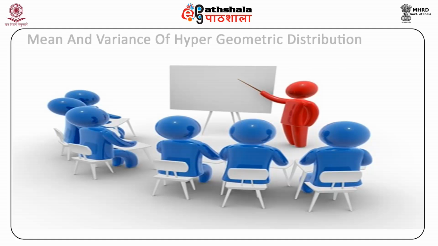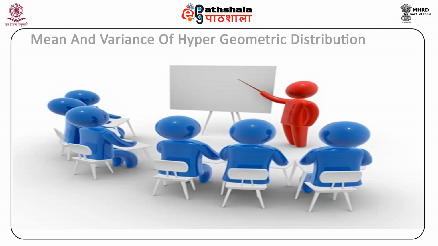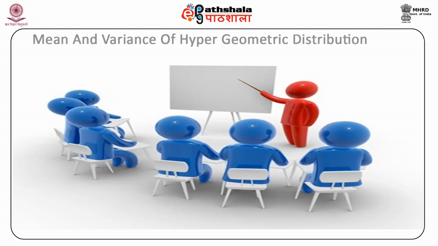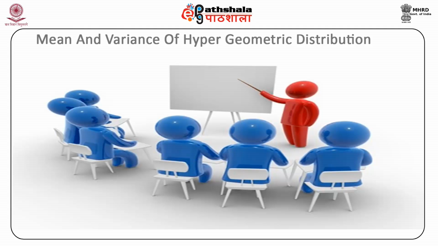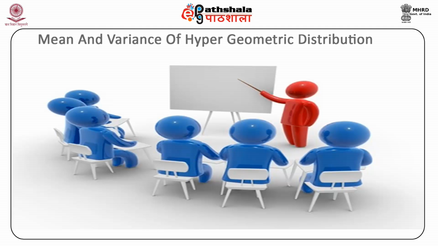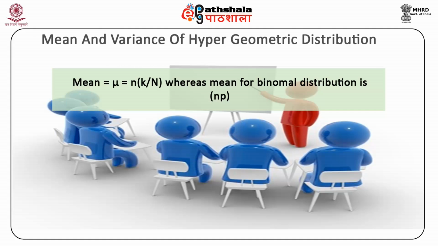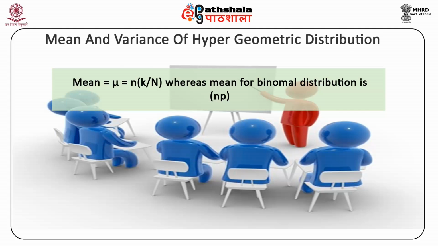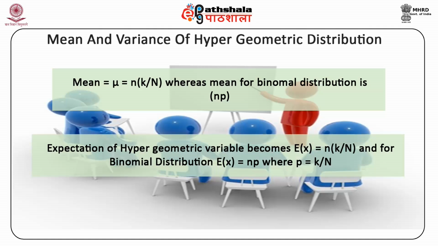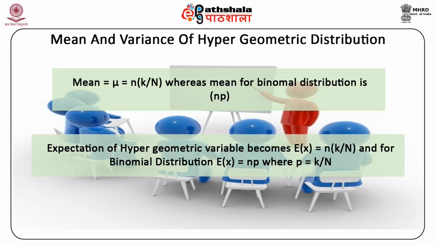The only difference is that the probability of x, which is an independent variable in binomial distribution, is a dependent variable in the hypergeometric distribution, and therefore here probabilities of x are the probability dependent variable. Mean mu is equal to small n into k by capital N, whereas mean for binomial distribution is np. In other words, expectation of hypergeometric variable becomes expected value of x equal to n into k by capital N.